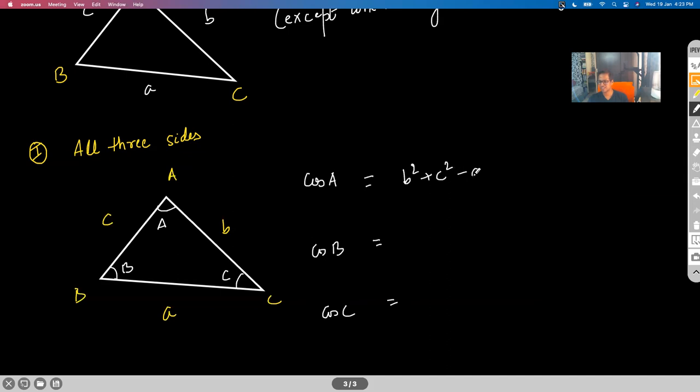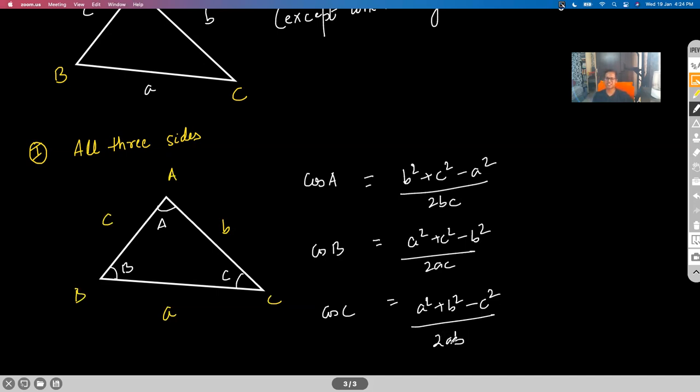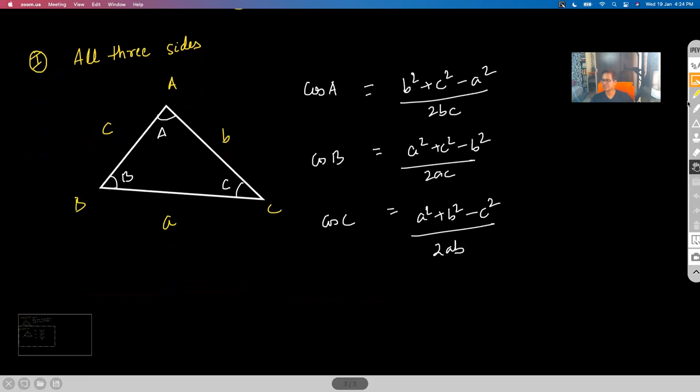Of course, you'll be learning a few new things, but the idea is you have to apply the concepts that you have already learned in the first part of the chapter. So using this, you can find your A. Using this, you can find your B. And using this, you can find your C. Angle C. When I say C, I mean angle C. Yes or no? Is it fine? Any questions? Any concerns?